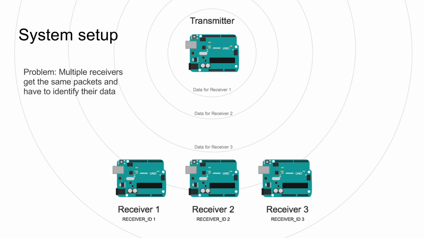In this video tutorial I'm going to explain how you can transmit data from one transmitter to multiple receivers using the Arduino Wireless Module shown on the right hand side. On this slide you can see the whole system setup, and the difficult thing about the project is that all receivers are working on the same frequency, and that means that all receivers are getting the same data. Therefore there's a need of some sort of a protocol.